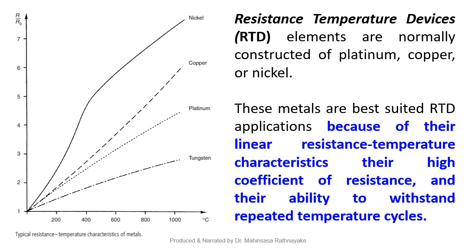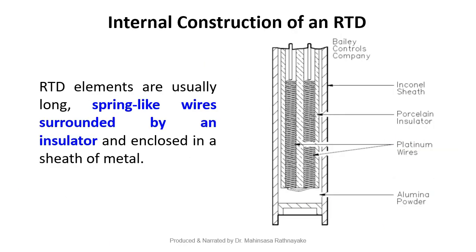So we can use certain metals like nickel, copper, platinum, tungsten. They can be the elements in the resistance temperature devices because of their linear resistance temperature relationship, and they have a high coefficient of resistance and their ability to withstand repeated temperature cycles. In this slide, it explains the internal construction of a resistance thermometer.